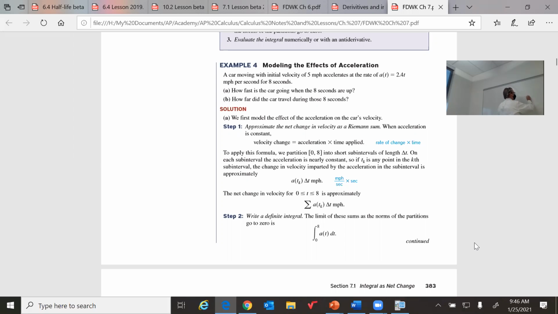So I built an H chart. My H chart is actually going to have another column. Because I would have time, I would have position, I would have velocity, and I would have acceleration. And at time 0, the velocity is 5. And they're asking about time 8. And they say, how fast is the car going when 8 seconds are up, and how far did it go?